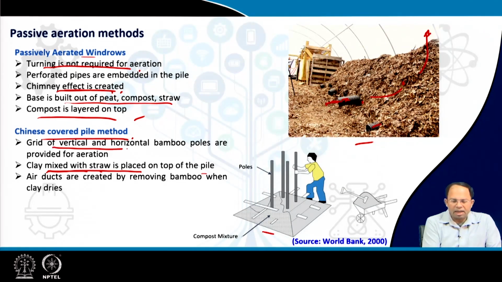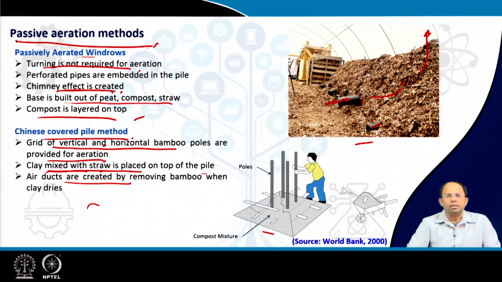Then a grid of vertical and horizontal bamboo poles is provided inside this particular pile, and once the clay dries up, we remove these poles, and this creates air ducts when we remove these bamboo poles, and this creates the aeration that is required for this particular pile. So here we are not putting in pipes, but instead bamboos are put in and then removed, so that those air channels are created through which air can go inside this pile. So this is called a passive aeration method.